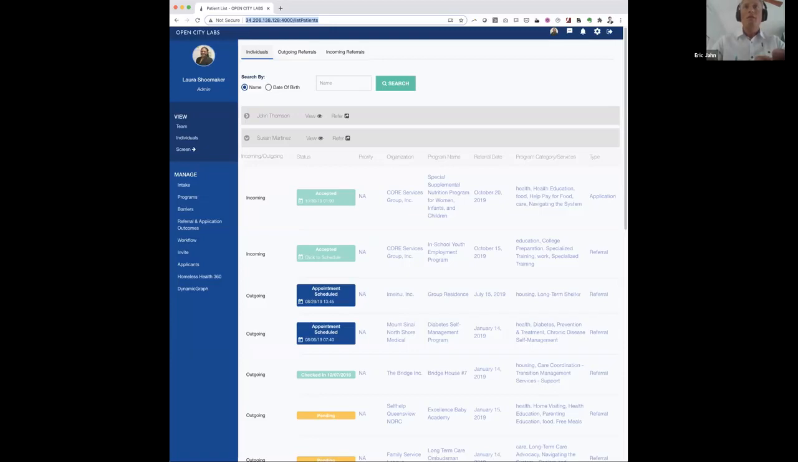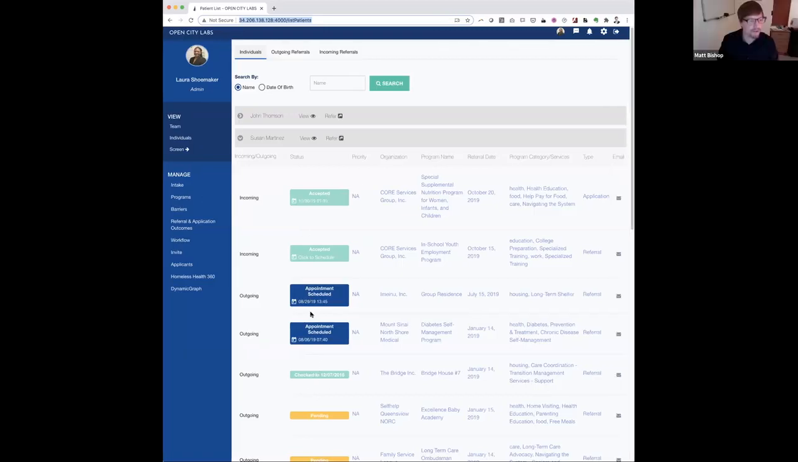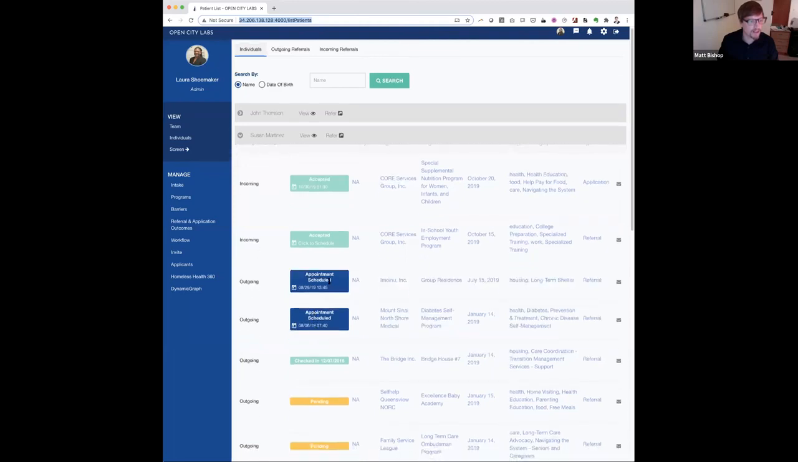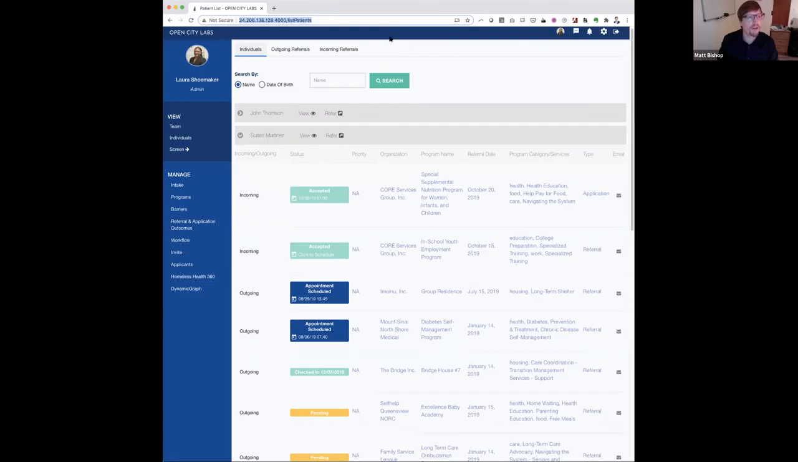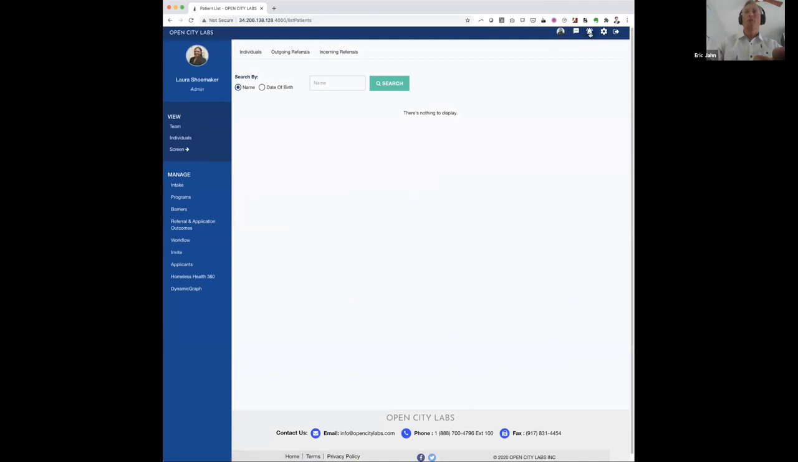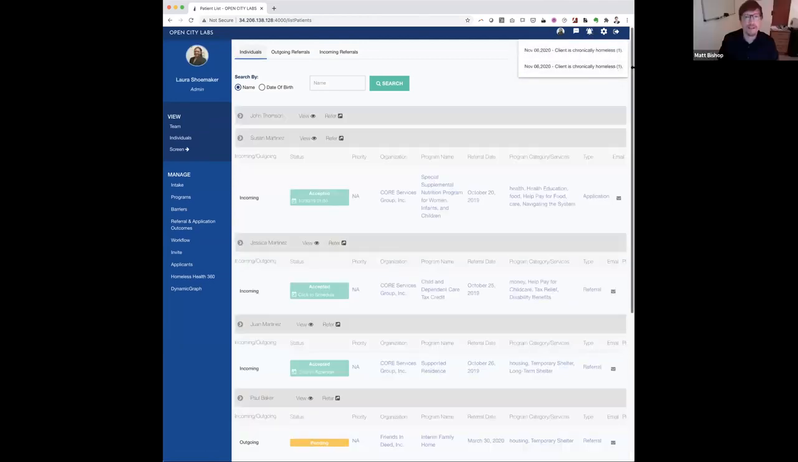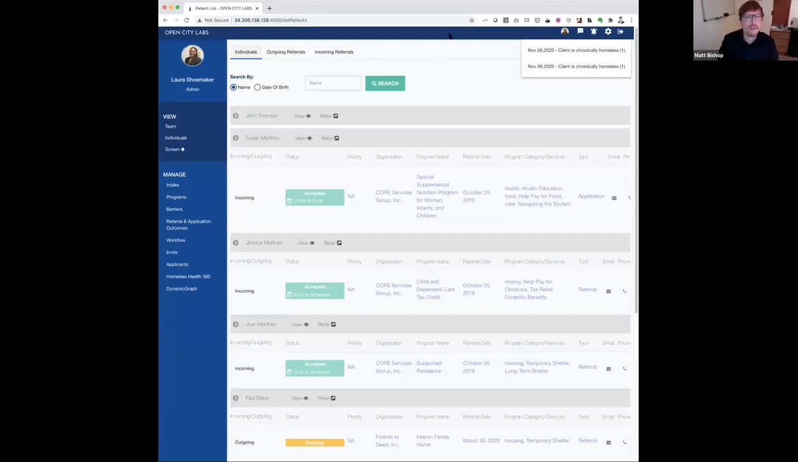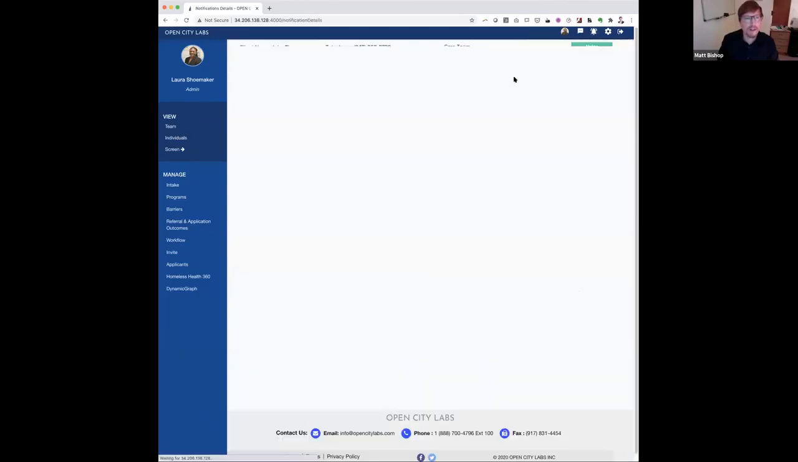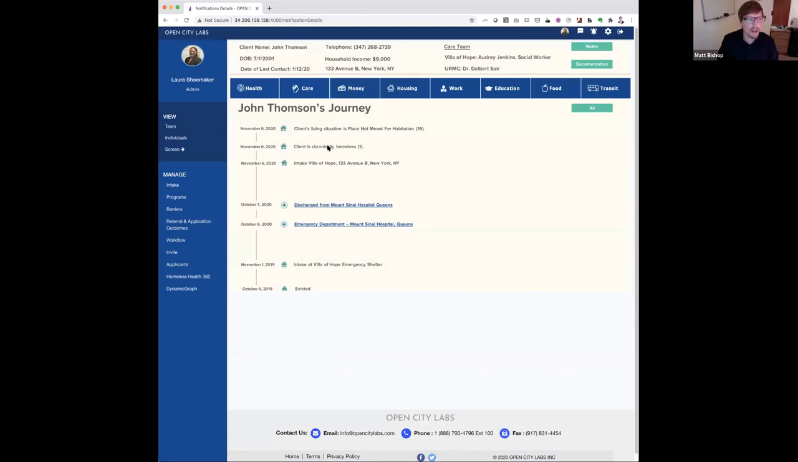Great. So we can see the applications for government programs and referrals and what the status of these referrals are. We can look at outgoing and incoming referrals. I sent it, Matt. When have you done it? Yep, I sent it, Matt. Great. So within an amount of time, if the demo works the way we want it to, you'll get notifications. Here it is. There we go. So here's the notification, and we can see the changes that Eric has made here in John Thompson's journey. Client is chronically homeless. Client's living situation is place not meant for habitation.